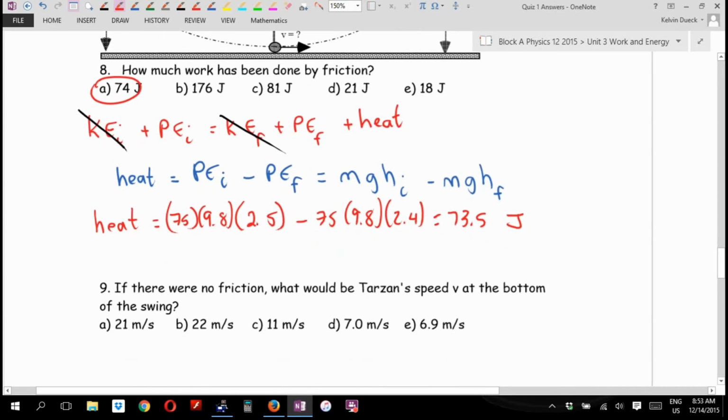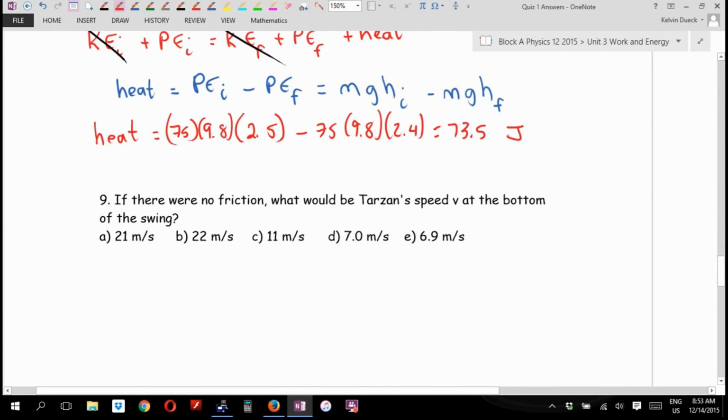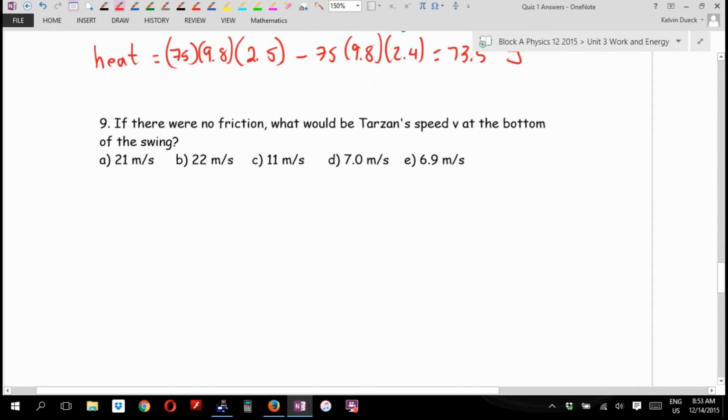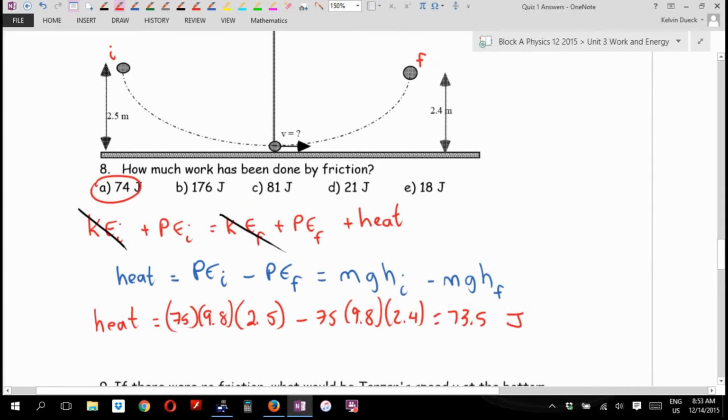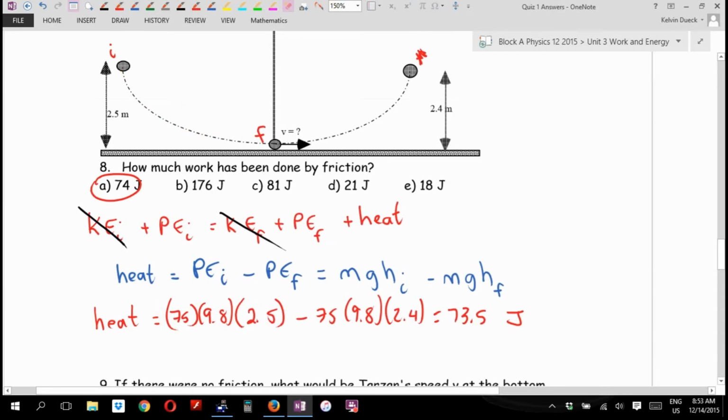If there were no friction, oh, that's nice. What would Tarzan's speed V be at the bottom of the swing? So now, there's final. Is there a change in height, Jake? Is there a change in speed? Is there a yucky, curvy path? I think this is a job for conservation of energy.